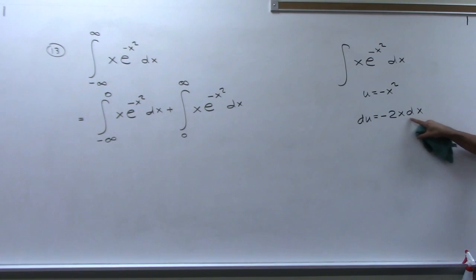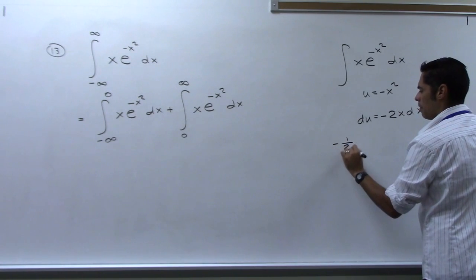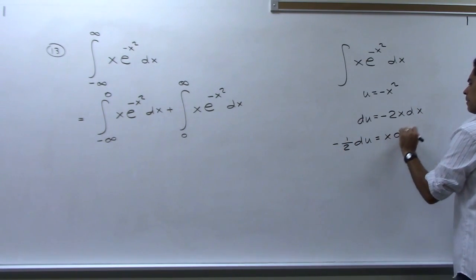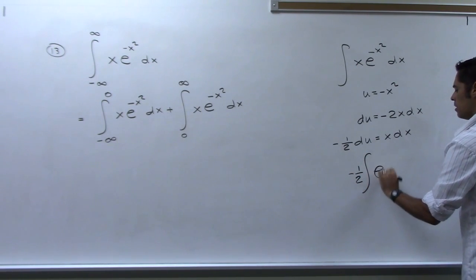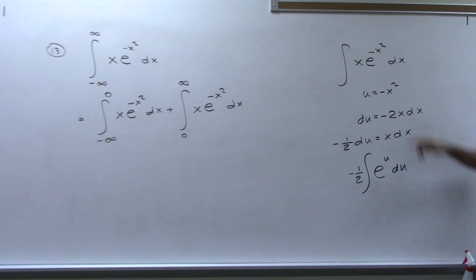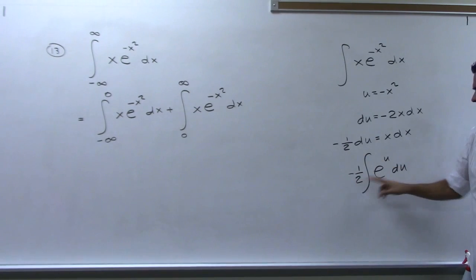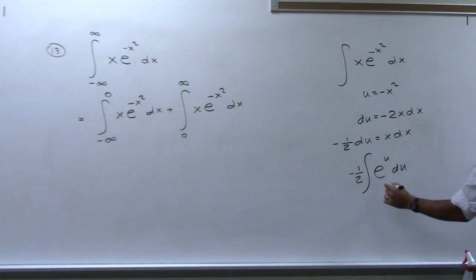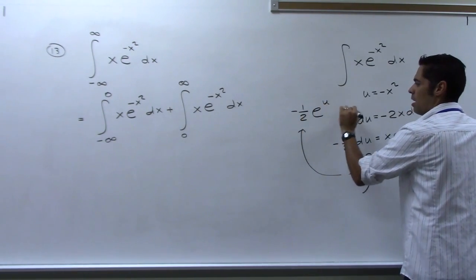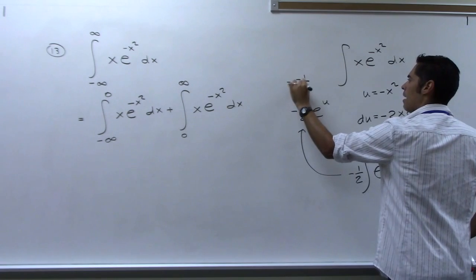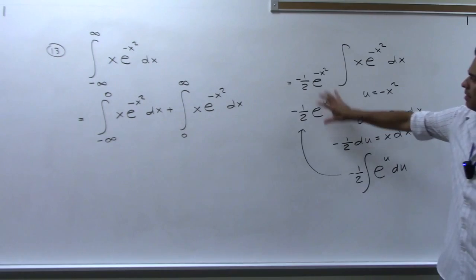Derivative of this is negative 2x dx. We have an x dx off by -2, so scale that out. And so this becomes the integral of -1/2 e to the u du. So replace that with u. x dx gets replaced with -1/2 du. And the antiderivative of this, of course, is itself plus a constant, which is equal to -1/2 e to the negative x squared. So that's the antiderivative.